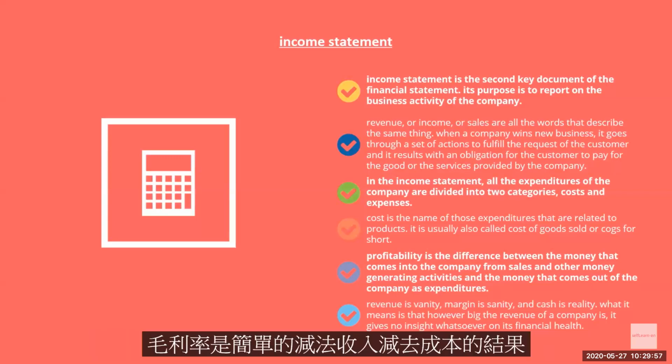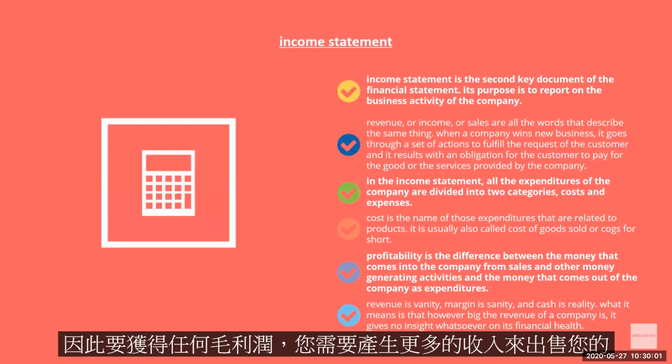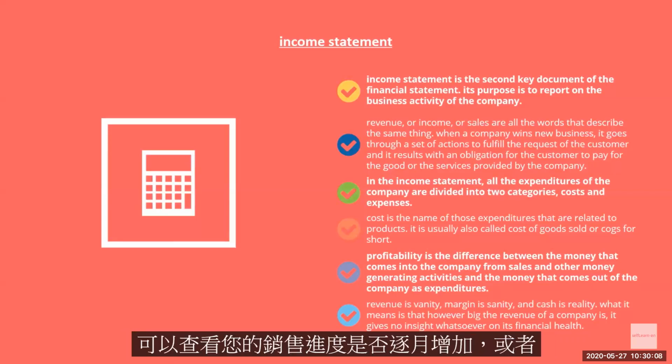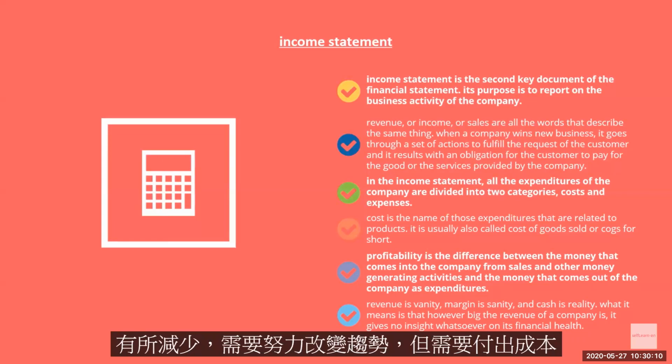Gross margin is the result of a simple subtraction: revenue minus costs. So to have any gross margin, you need to generate more revenue selling your products than you spend making them. When you look at your revenue solely, you can see if you're progressing with sales increasing month over month, or if you have a decrease and need to work on changing the trend.